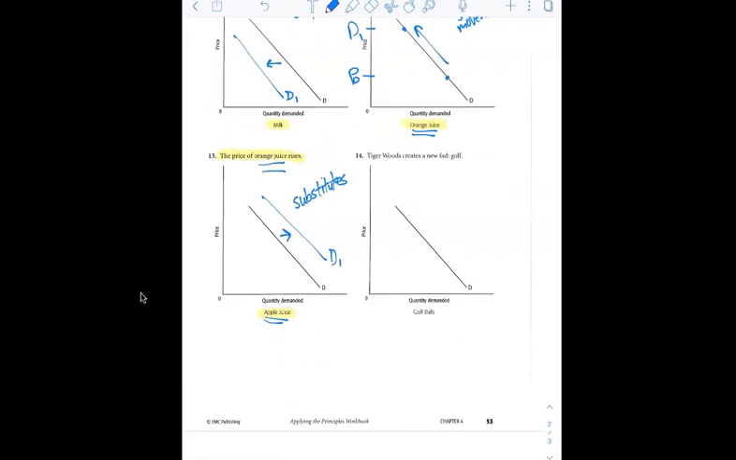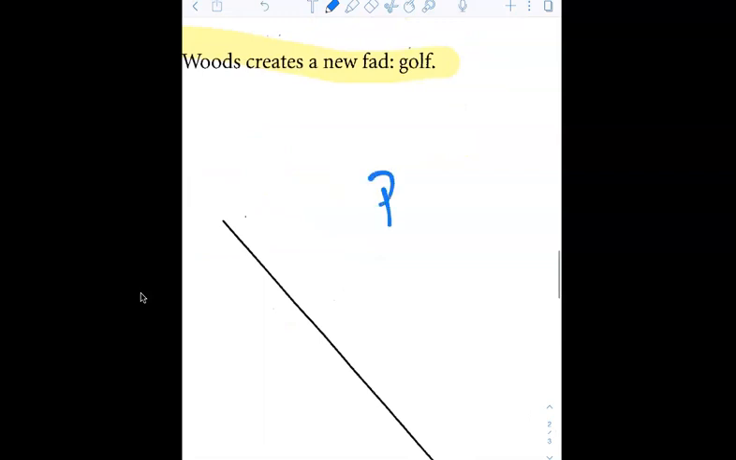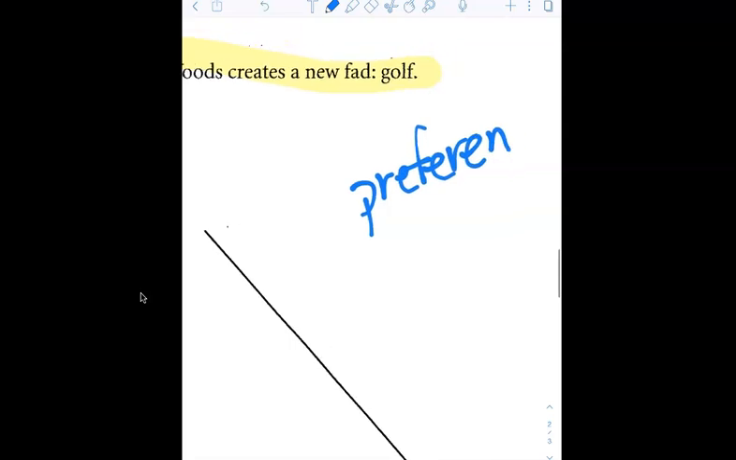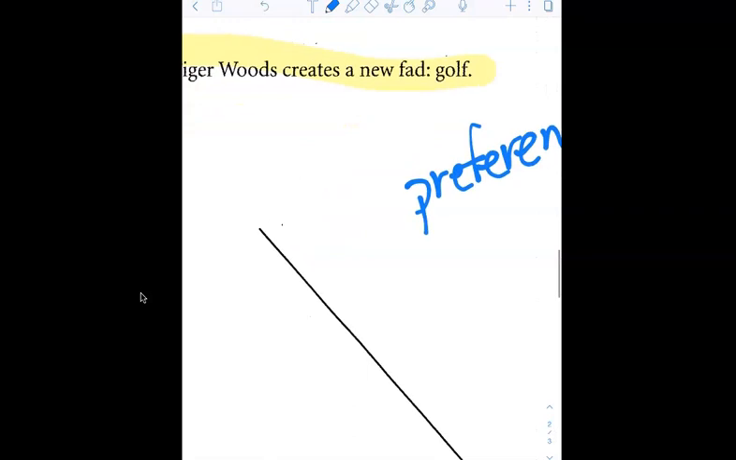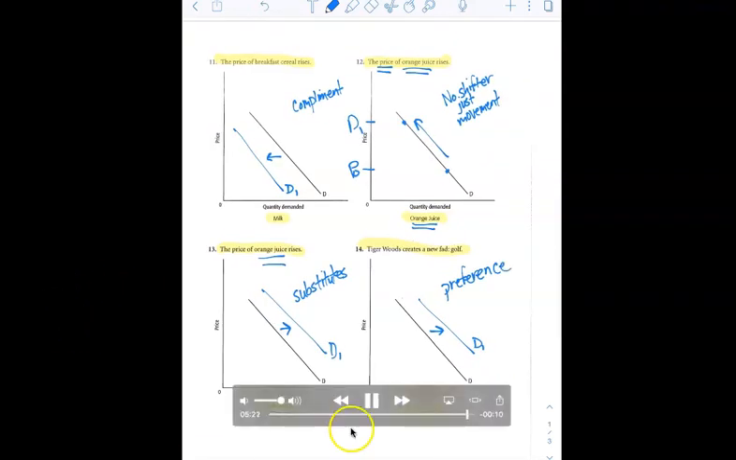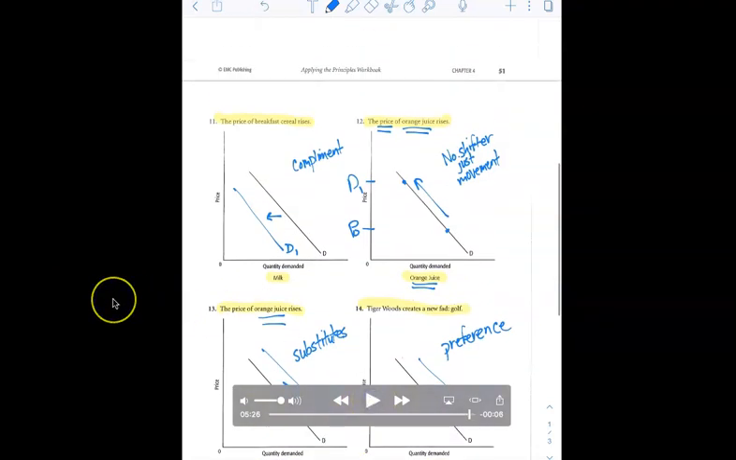Last example for graphing here, Tiger Woods creates a new fad, golf, and the market is golf balls. Let's imagine it's the Tiger Woods of 2005 when this worksheet that we're looking at was created. So Tiger was still awfully popular at that point. We would expect that our preference or taste for golf balls is going to increase. So we'll see the demand increase, which means it shifts to the right. There you go, label it as D1. And that is how you go about graphing these shifts.